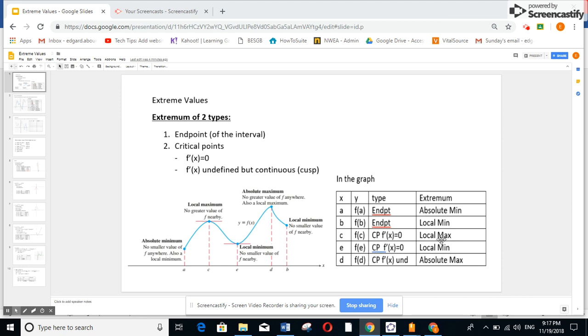Hi, grade 12 student. Our study today is about extreme values. Extreme values are of two types. Extreme value means where we have a maximum or minimum. We're talking about max and min.